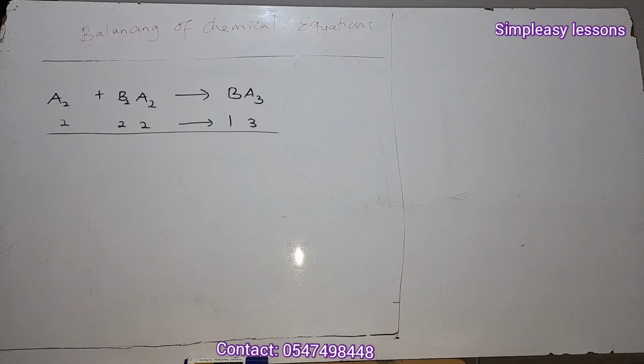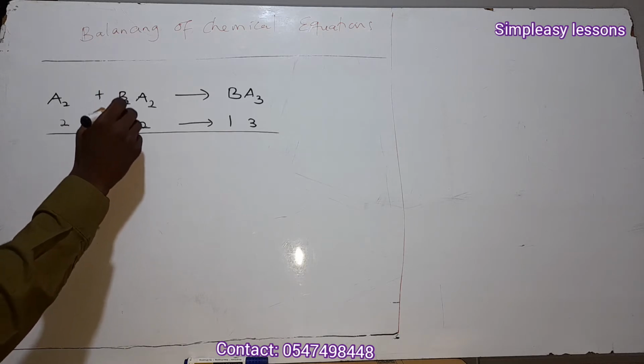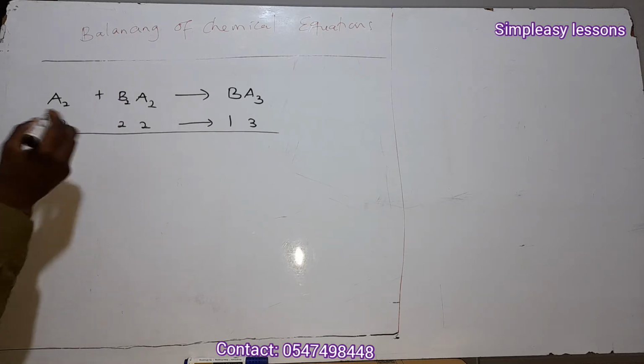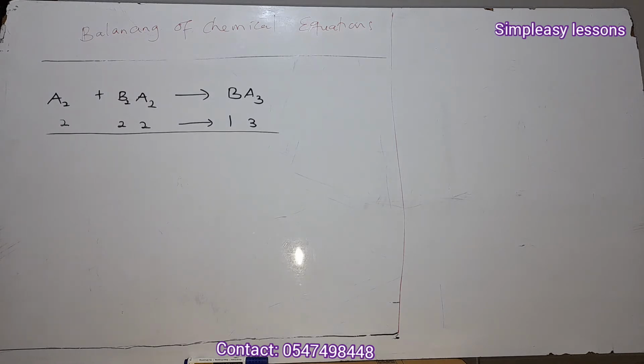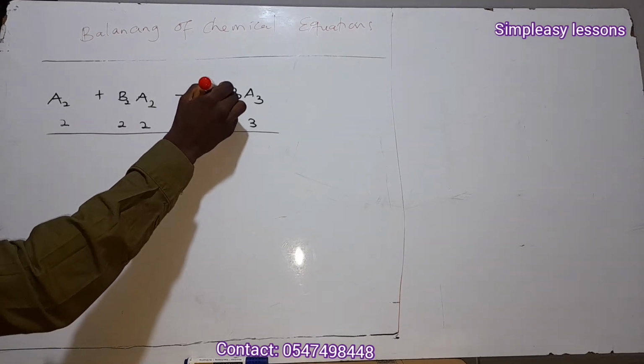How many of the B's do you have? Now, you see, if I want to still balance the A, if I put a number here, let's go. The B's here are 2, but we have only 1 of the B. What will I do to make the B 2? So if I put a number here, let's say 2.